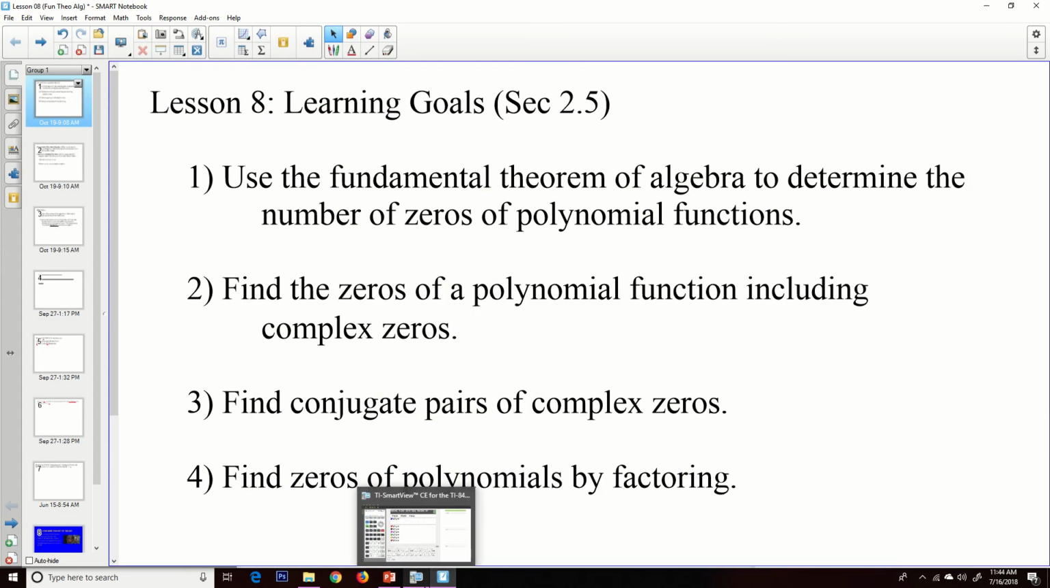Today, the text reference is going to be section 2.5, and our goals are to use the fundamental theorem of algebra to determine the number of zeros of polynomial functions. That's actually very easy, and one of the quickest parts of today's lesson. We're going to talk about finding zeros of a polynomial function, including complex zeros, finding conjugate pairs of complex zeros, a topic that we talked about in the last section, and also finding zeros of polynomial functions by factoring. So let's get through some of these notes.